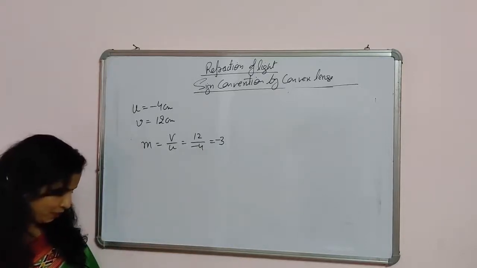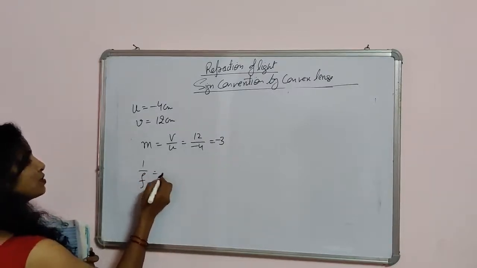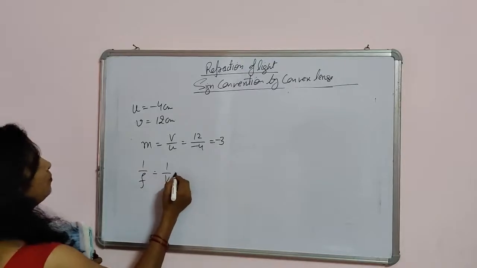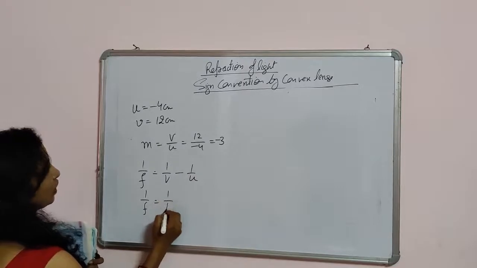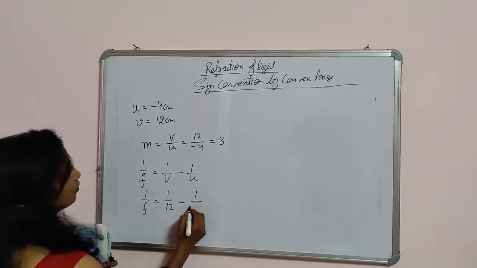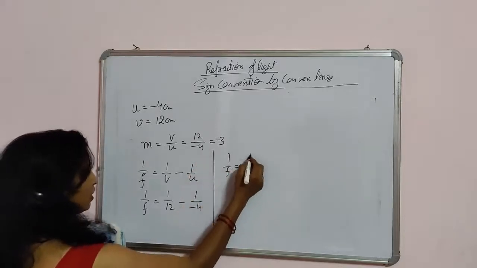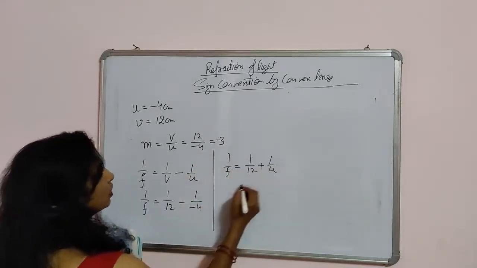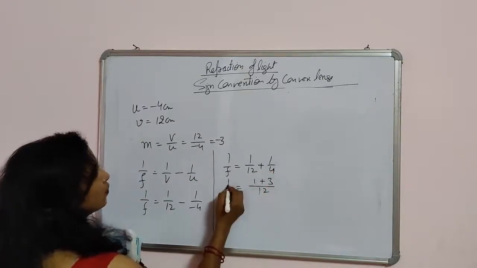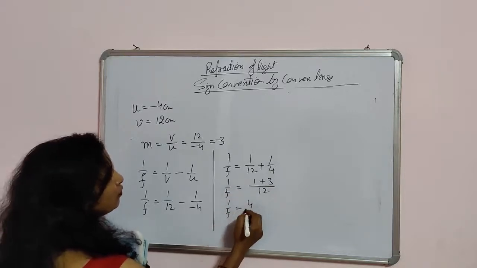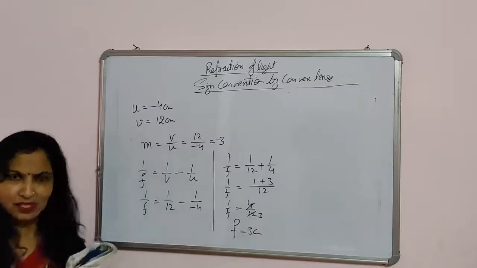And the second part is you will find the focal length of the lens. For finding the focal length we will use the lens formula. 1 upon f is equal to 1 upon v minus 1 upon u. 1 upon f is equal to 1 upon 12 minus 1 upon minus 4. Minus minus will become plus. So 1 upon f is equal to 1 upon 12 plus 1 upon 4. The LCM will be 12. It will be 1 plus 3, that is 4. 1 upon f is equal to 4 upon 12, that is 1 upon 3. So we can say the focal length is 3 cm. This is a simple question.